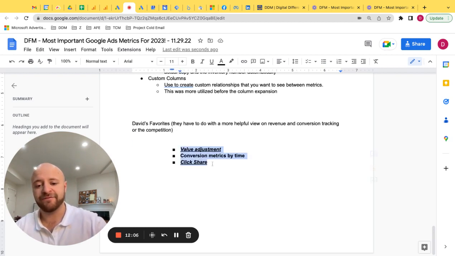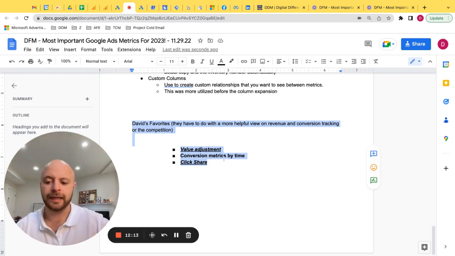But these are my favorites for 2023. Value adjustment, conversion metrics by time, and click share.